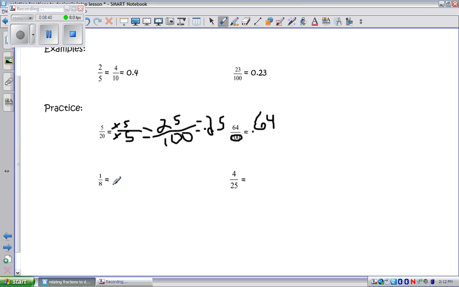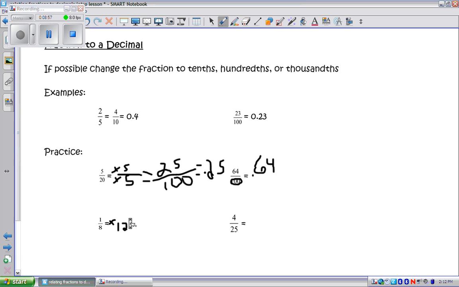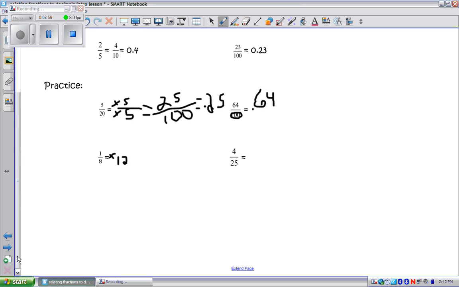1/8. That's going to be a little more difficult. We know the 8 doesn't go into 10. Does 8 go into 100? Not evenly. What about 1,000? Well, if we multiply both the numerator and the denominator by 125 over 125, we would get to 1,000.